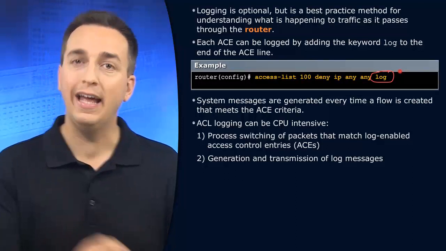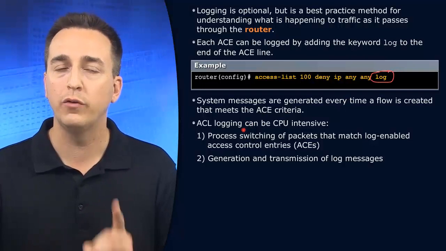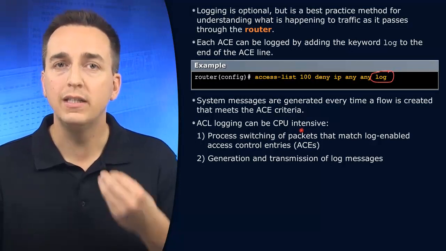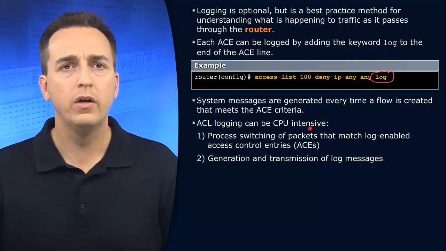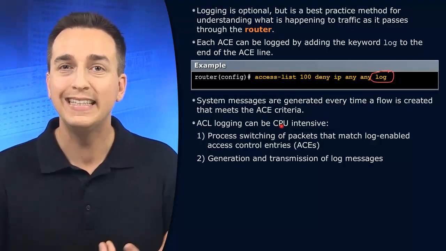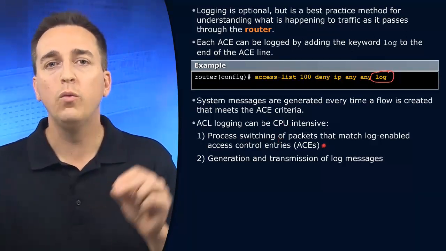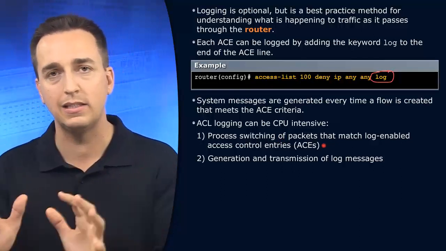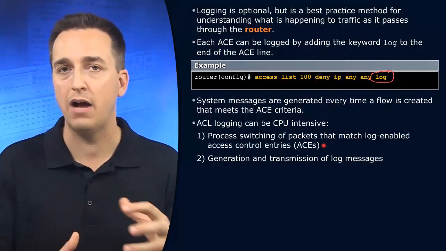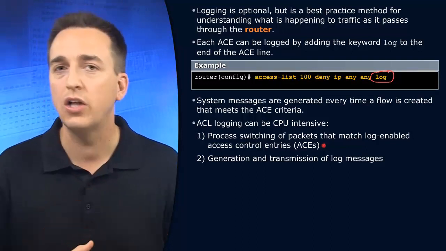Now, this can be a good thing and it can be a bad thing. Why? Well, what you need to understand is that when you enable logging for an ACL, it can be very CPU intensive. Why? Because we have these system messages that are being generated. Who has to generate these system messages? Well, the CPU has to generate these system messages. So since the CPU is now involved with generating these messages for the packets that are flowing through, we're dealing with a process switching type of functionality now. That CPU has to analyze those packets. It has to generate that syslog message.